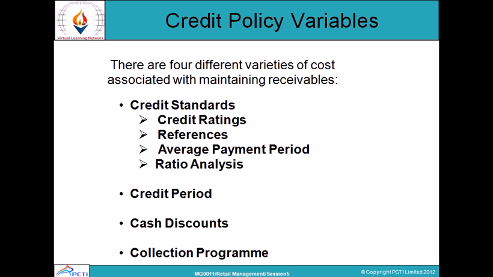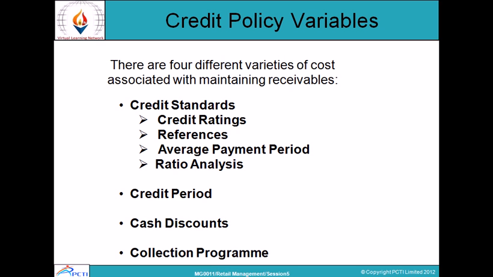Credit standard. When I say credit standard, companies maintain a certain standard of credit, that up to this percentage of the goods can be sold on credit. A particular percentage can be sold on credit. Rest all has to go on cash sales. The credit sale will have a lot of cost incurred, whereas a cash sale will have less cost incurred. So the term credit standard refers to the criteria for extending credit to the customer. The basis of setting credit standards are credit ratings, references, average payment period and ratio analysis.